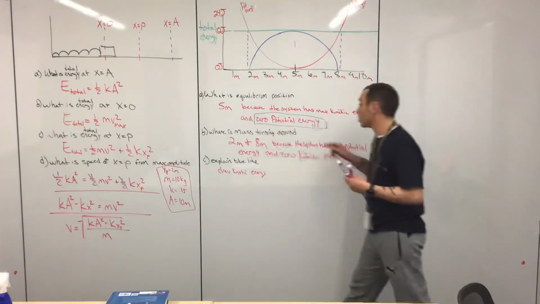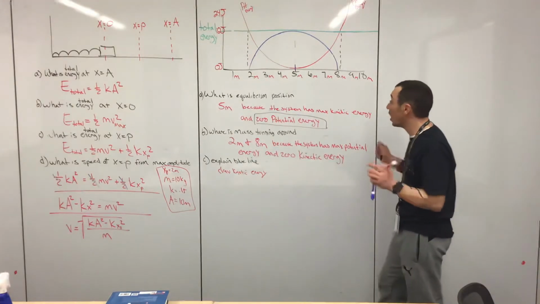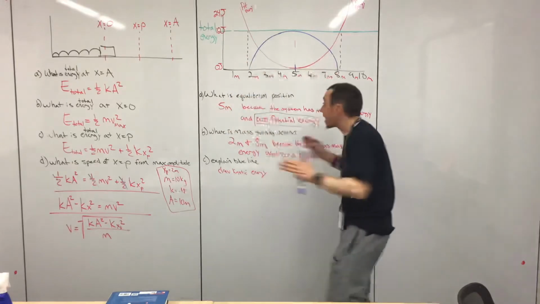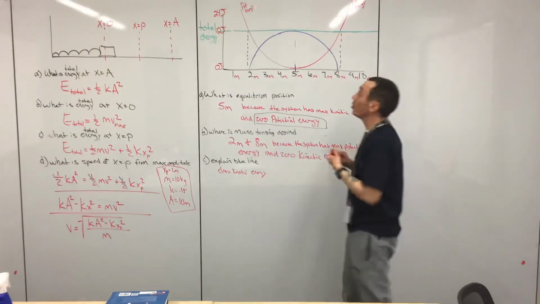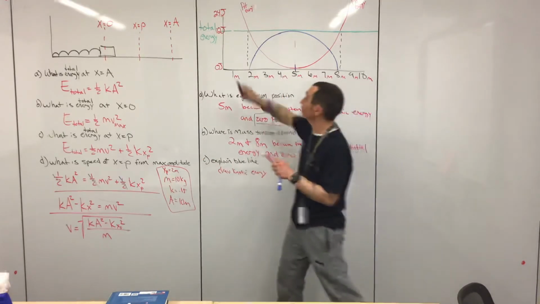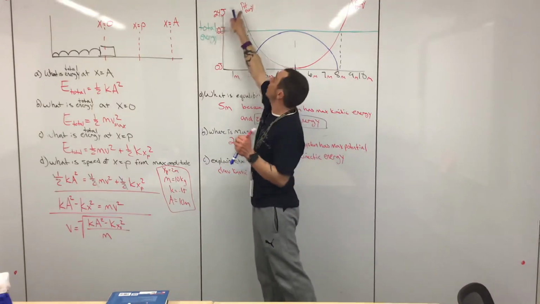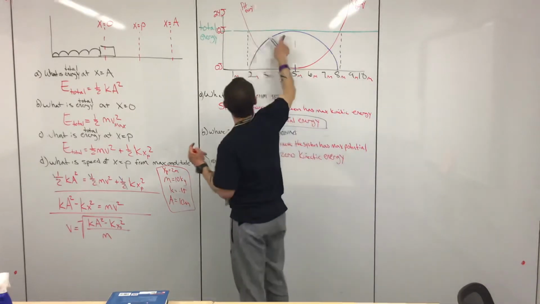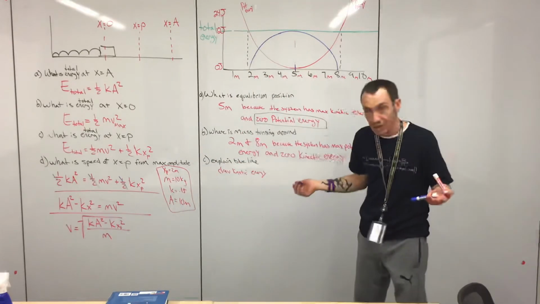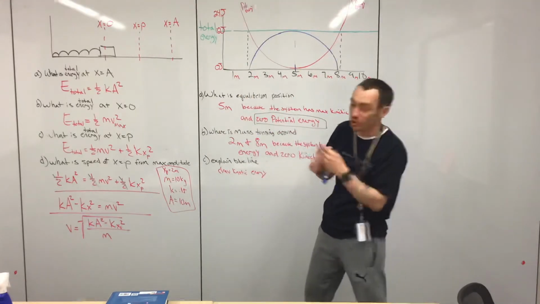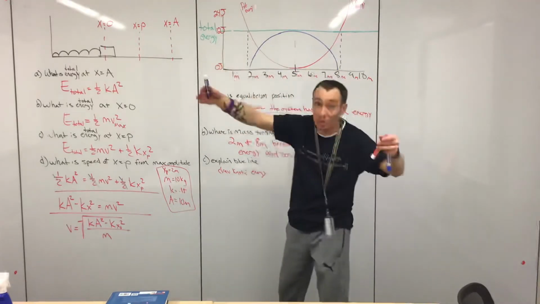Where is the mass turning around? Well, we know the mass is going to be turning around when it has max potential energy, right? But the max potential energy this system can have is only 12 joules. Even though this says the potential energy goes up to 24 joules, the total energy of the system is only 12 joules. So the potential energy is going to max out at 12 joules, even though it has the potential to go to 24 joules.